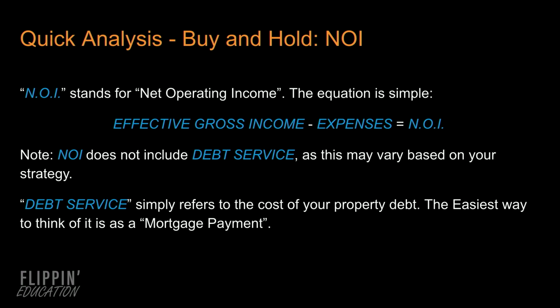Now we're going to use that effective gross income number to calculate something called NOI. Now NOI stands for net operating income, and the equation is simple. Your effective gross income minus your expenses is your net operating income. Now it's important to note that NOI does not include debt service, as this may vary based on your strategy.